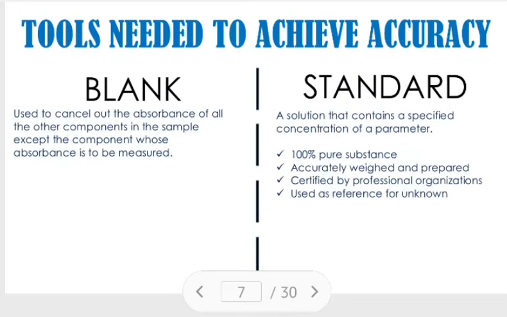Next, we have standard. It is a solution that contains a specified concentration of a parameter, such as creatinine, uric acid, or glucose. When a standard solution is used in place of a sample and tested, the result should match the concentration of the standard. A matching result will give confidence that the test is working correctly.